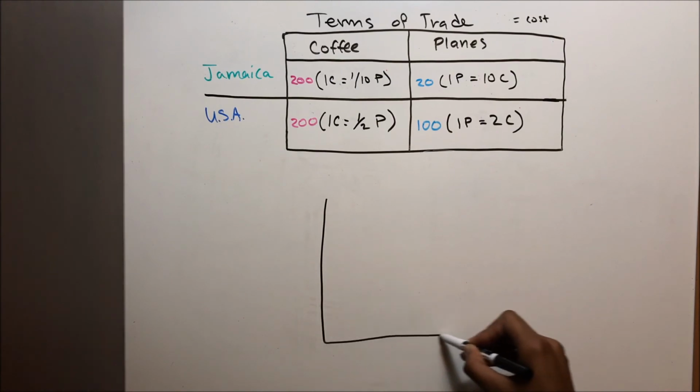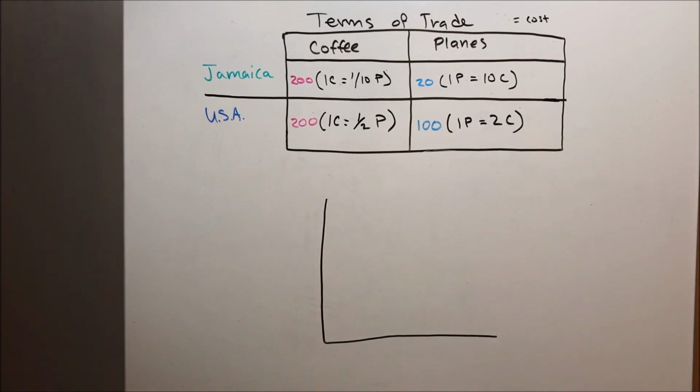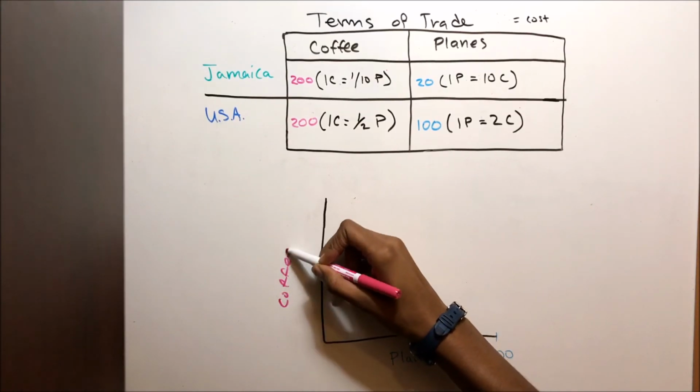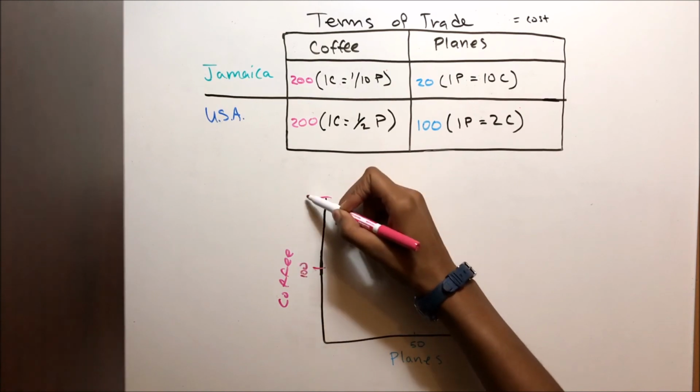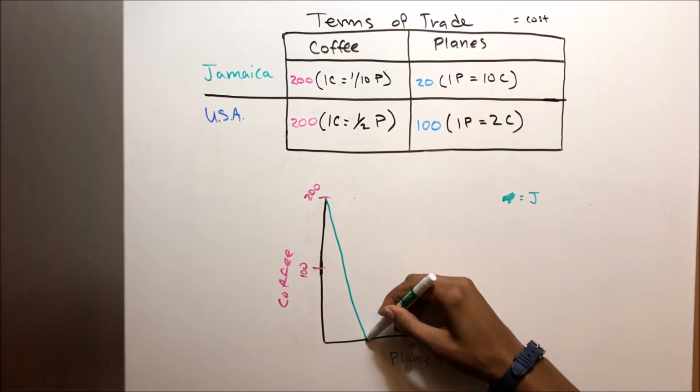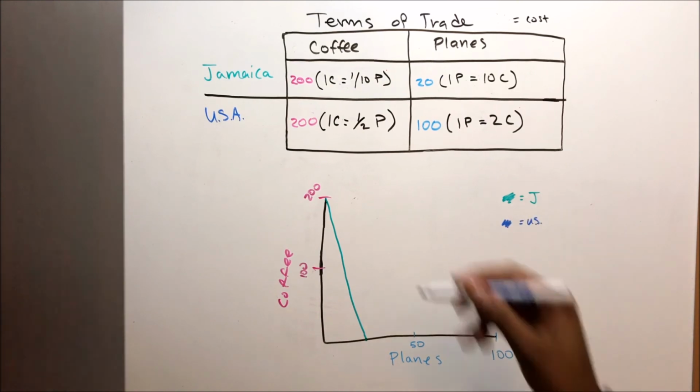There is one last thing you can do to help yourself visualize the terms of trade between each of these countries. You can draw a graph. You put one item on your x-axis, the other on your y. Fill out the values and then connect the lines for each country. And that's all.